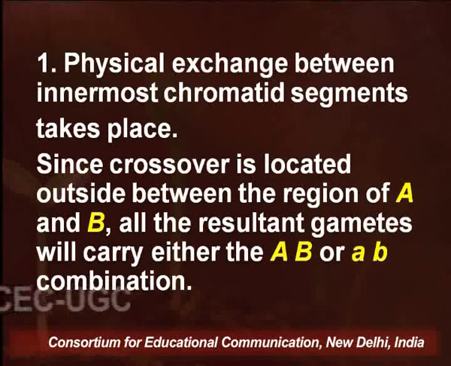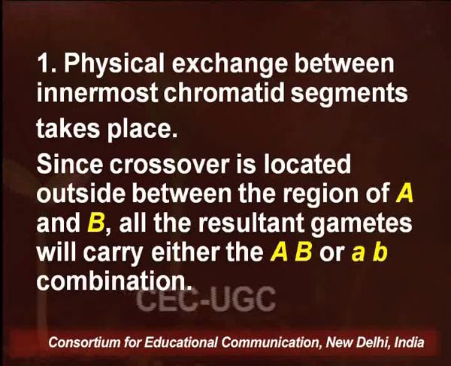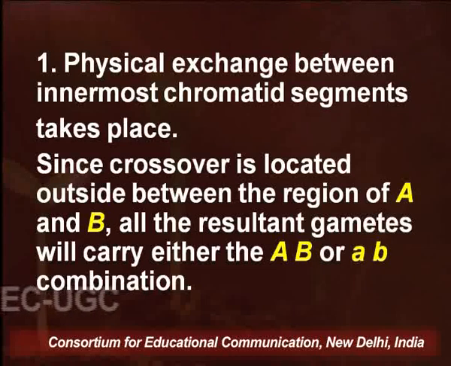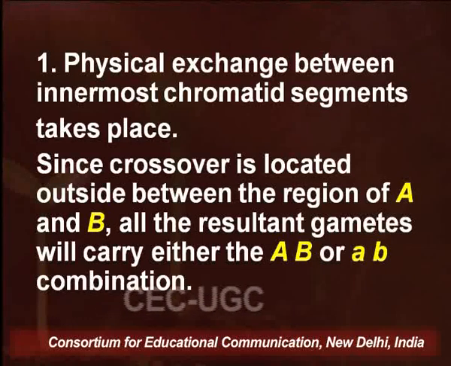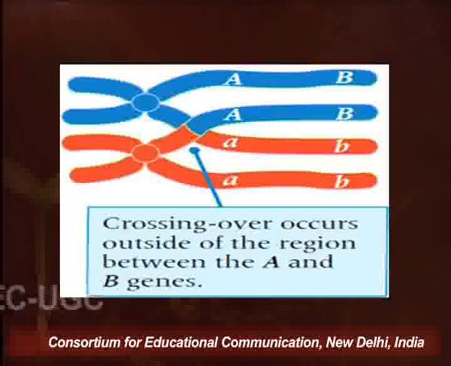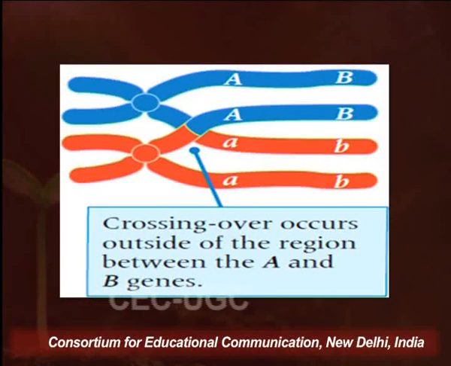The situation could be that the physical exchange between the innermost chromatids has taken place. This crossover may be located outside the region of A and B, and the resultant gametes will carry either capital A, capital B or small a, small b. Now, this happens to be a parental one, even though crossing over has taken place. If you look very carefully at the diagram on your screens, you will find that this crossing over has taken place between A and the centromere and not between A and B.